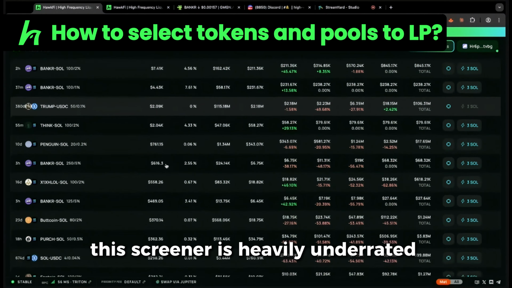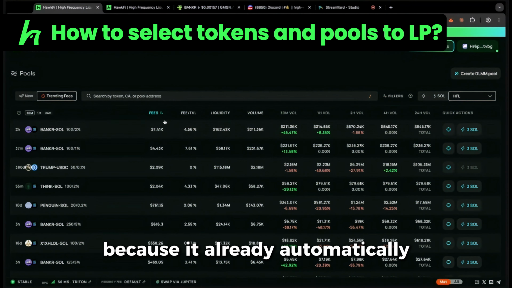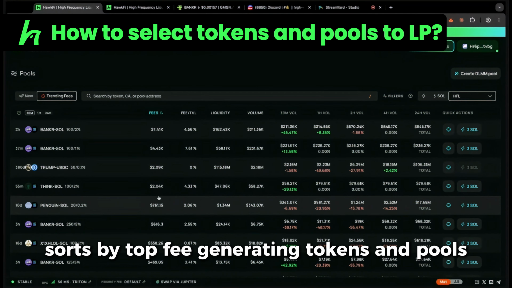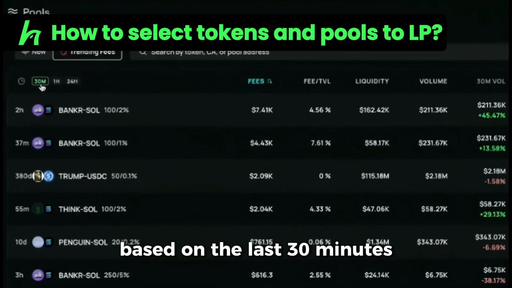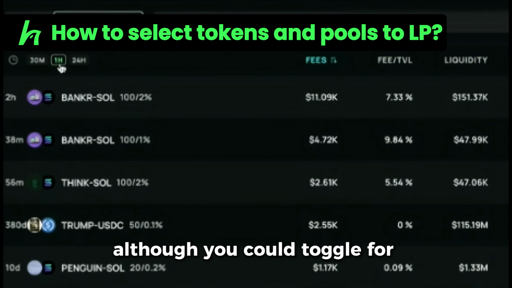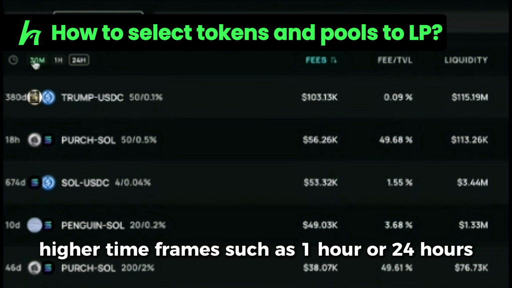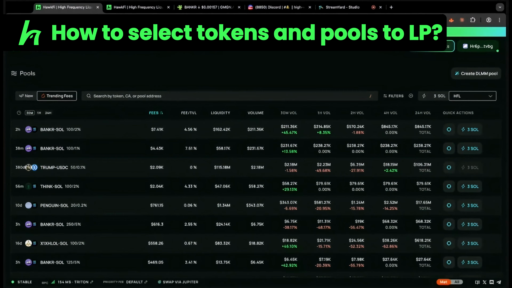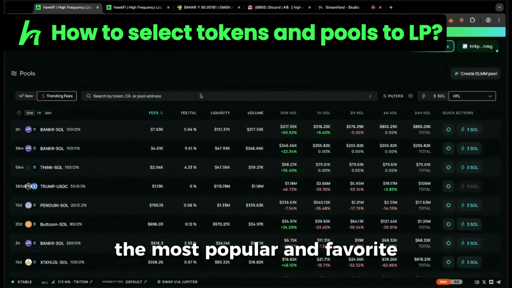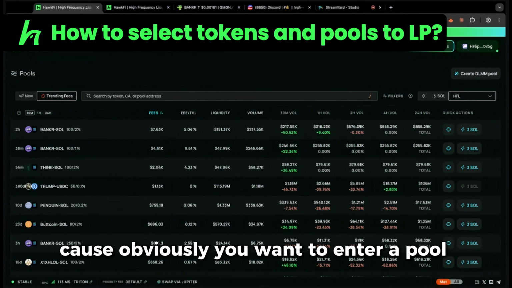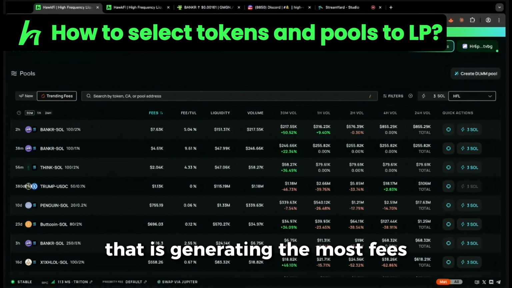This screener is heavily underrated because it already automatically sorts by top fee generating tokens and pools based on the last 30 minutes. Although you could toggle for higher time frames such as 1 hour or 24 hours, 30 minutes is the most popular and favorite because obviously you want to enter a pool that is generating the most fees.